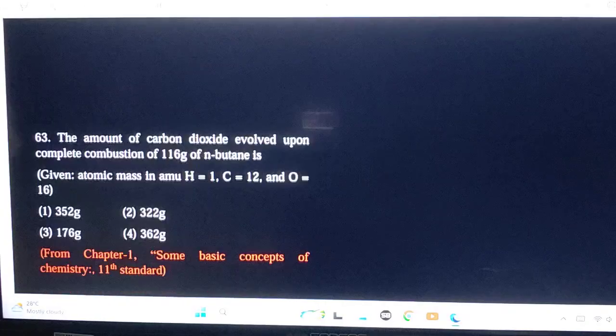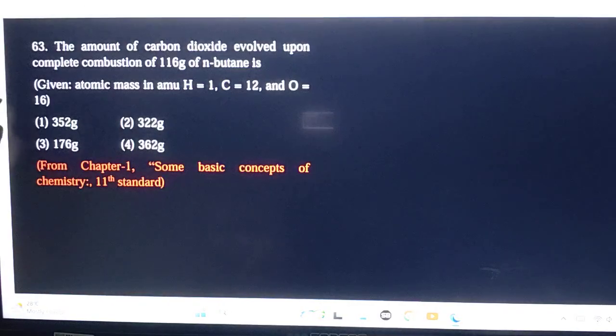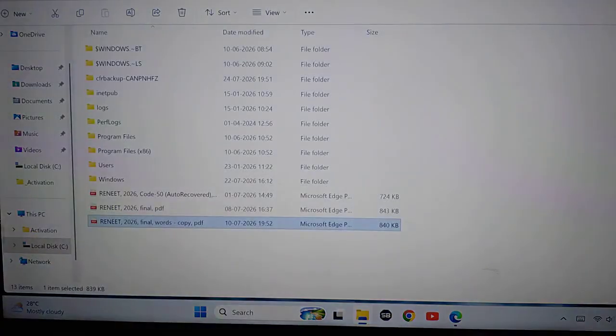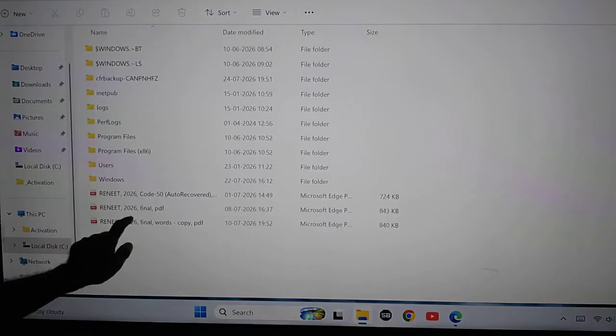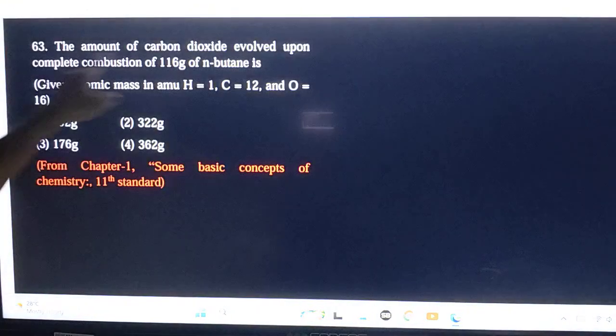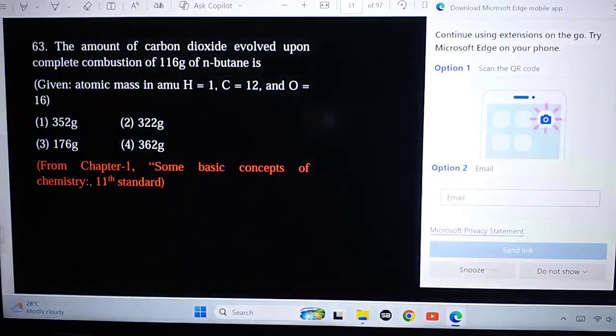Question number 63. The amount of carbon dioxide evolved upon the complete combustion of 116 gram of n-butane. Given atomic masses.